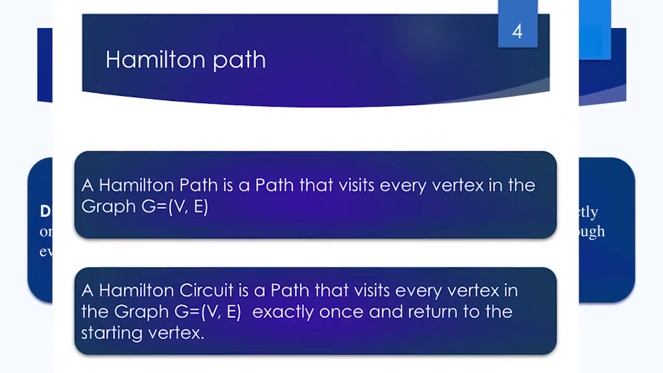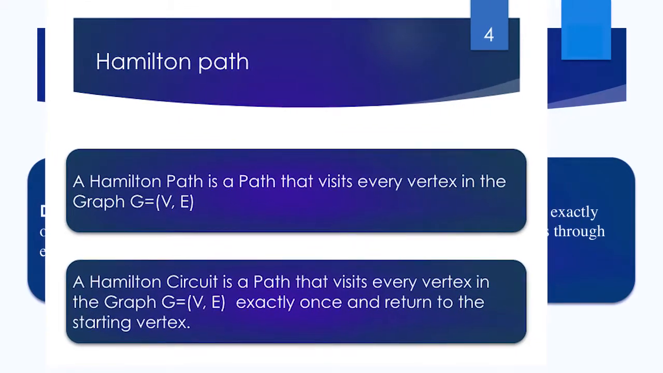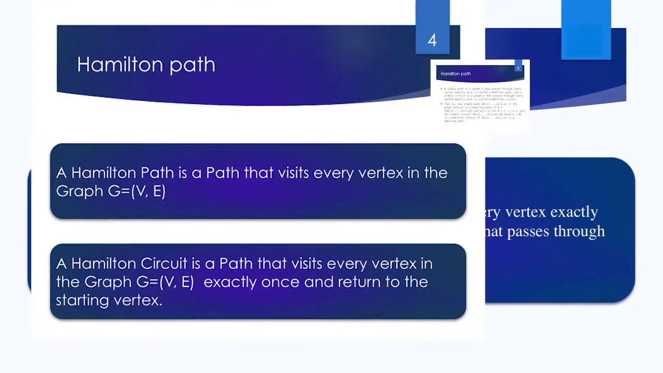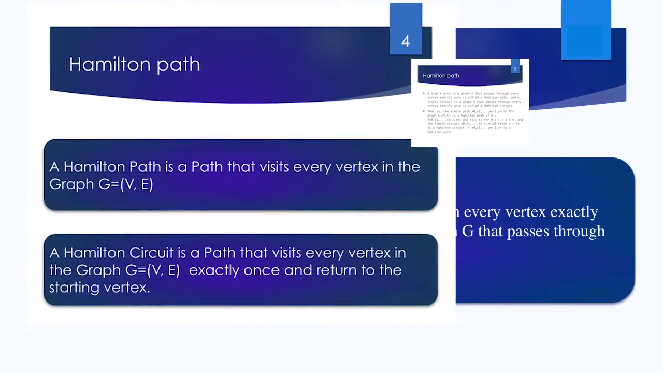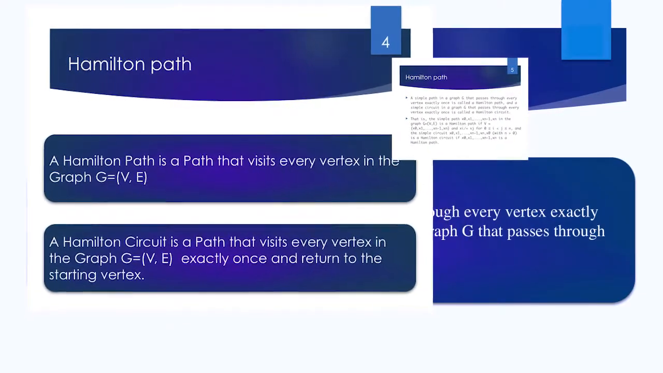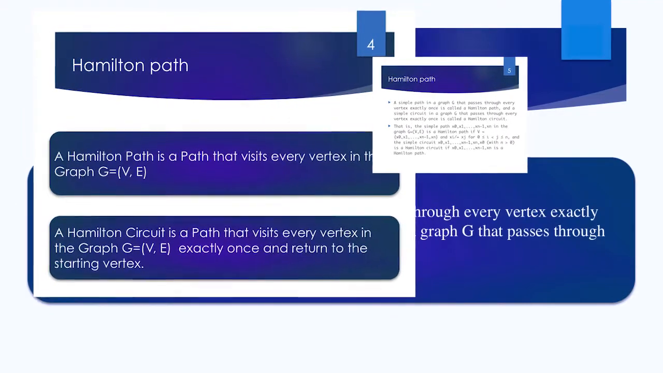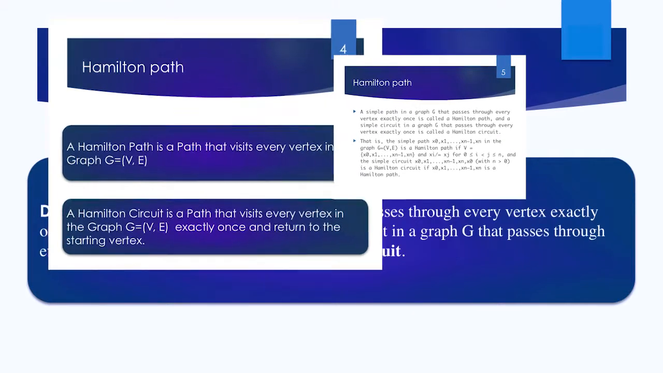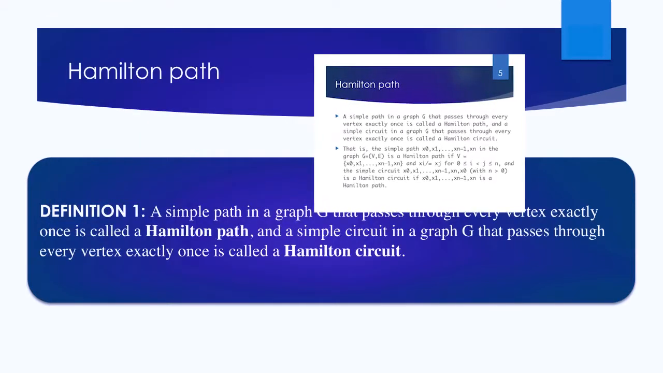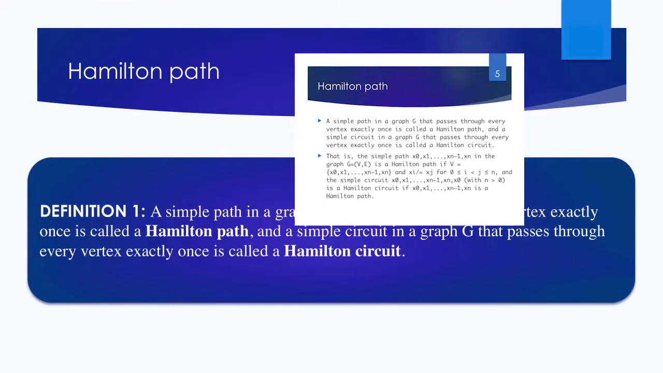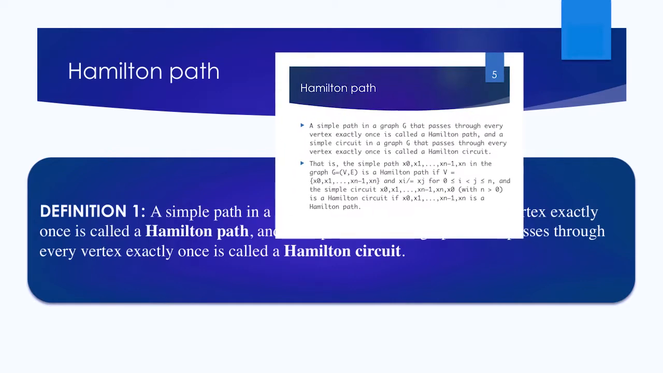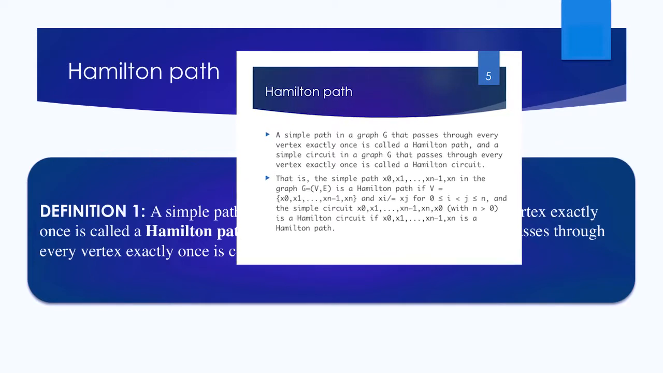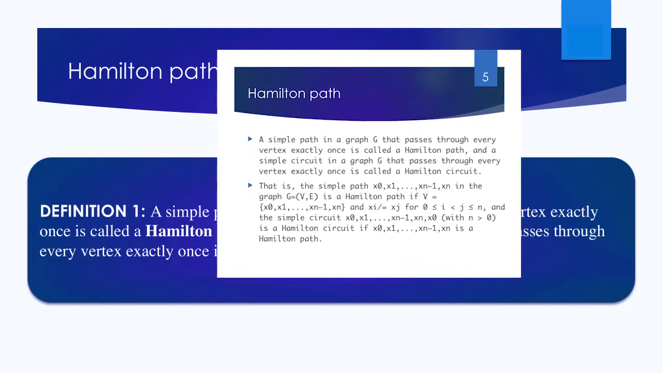Mathematically, we mean by this that the simple path x0, x1, up to xn in the graph G is a Hamilton path if V is a subset of the set x0 up to xn, and the condition that we need to make sure of is x_i not equal to x_j for all values of i greater than or equal to 0 and less than j and less than or equal to n.